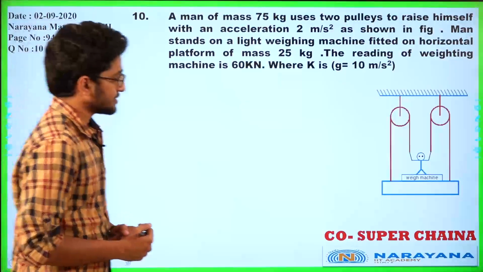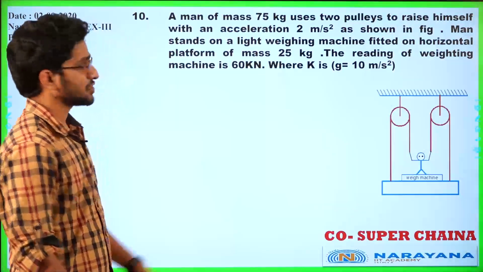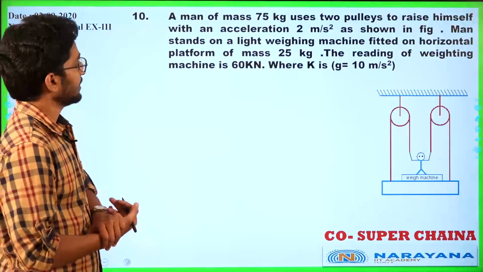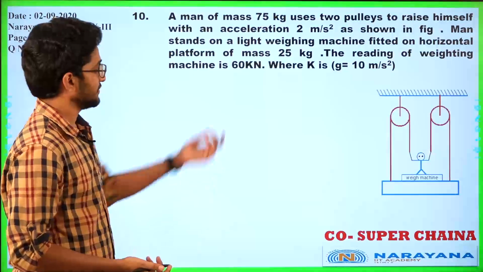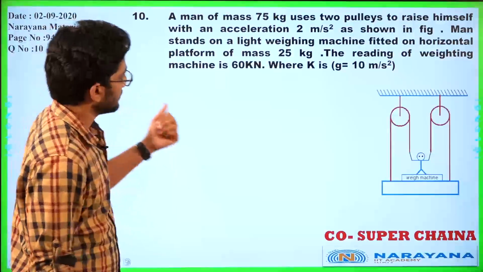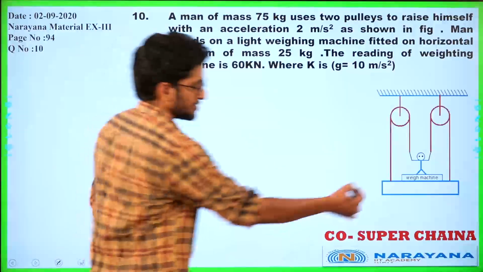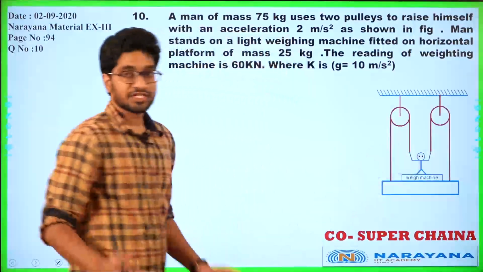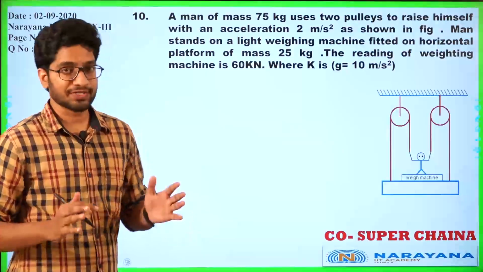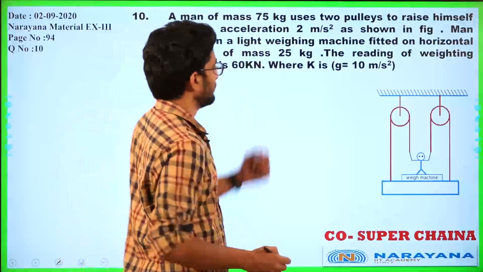Yeah, this is some other situation given. Man of mass 75 kgs uses 2 pulleys to raise himself with an acceleration of 2 meters per second square. So his acceleration is upwards with 2 meters per second square. Man stands on a light weighing machine fitted on horizontal platform of mass 25 kg. So he is standing on a weighing machine which measures only the normal force. Weighing machines measure normal forces. Okay. The reading of the weighing machine is 60 kN, where k is.